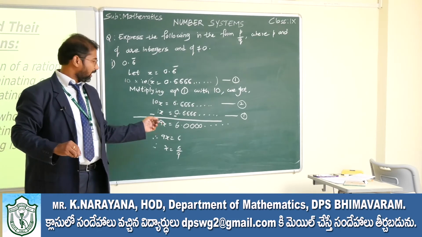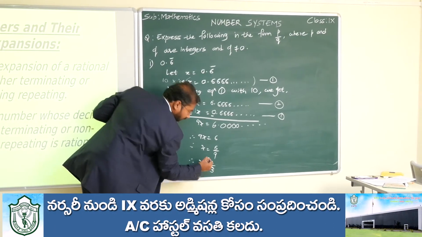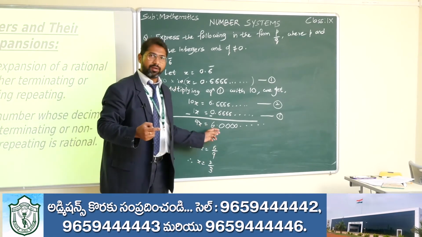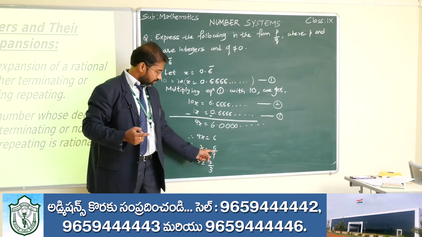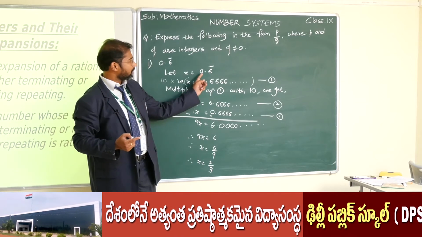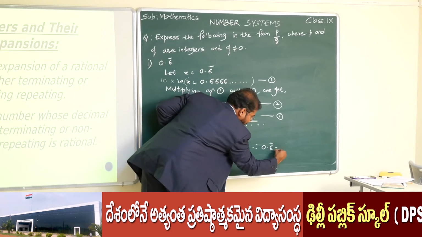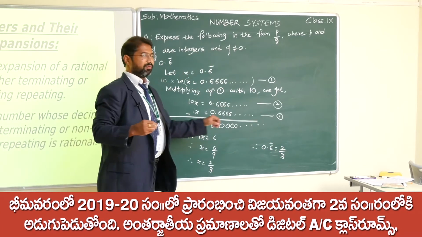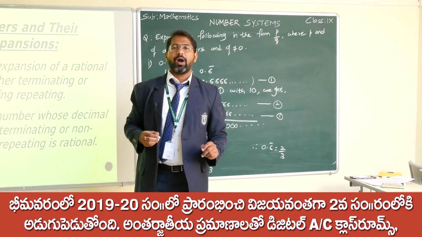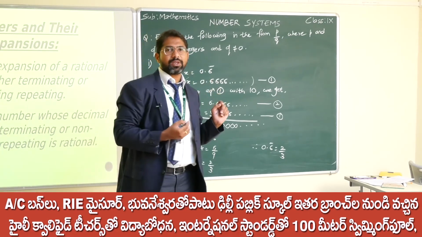6 by 9 I can write in simplest form as 2 by 3. The HCF of 6 and 9 is 3. So divide numerator and denominator by 3: 3 2s are 6, 3 3s are 9. And here x is nothing but 0.6 bar. Therefore 0.6 bar is equal to 2 by 3, where p is 2 and q is 3, which is not equal to 0. I hope you have understood, but still let us go through the whole problem once again.